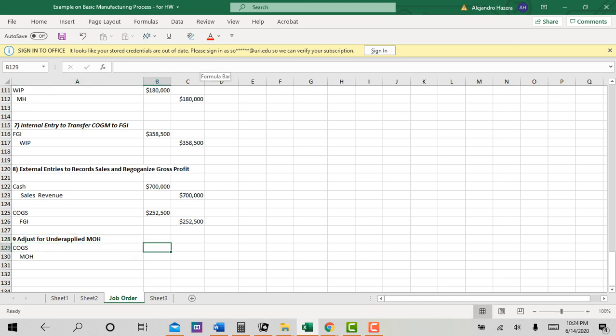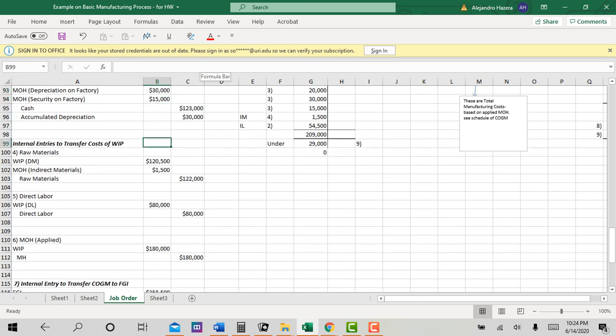The easiest way to do it is just to close any manufacturing overhead to cost of goods sold. Some people actually close it, distributing it over the inventories and the cost of goods sold. The easiest thing to do is just close it to cost of goods sold for our purposes. So let's see what we got here. We know that we underapplied overhead by 29,000.